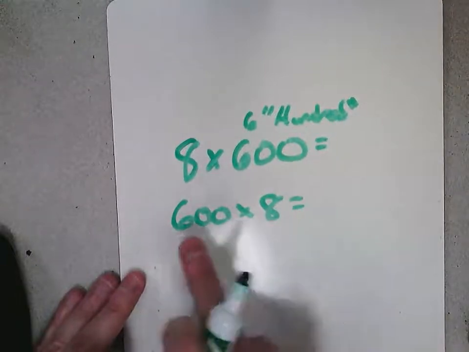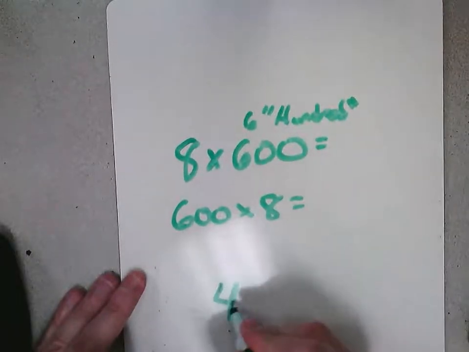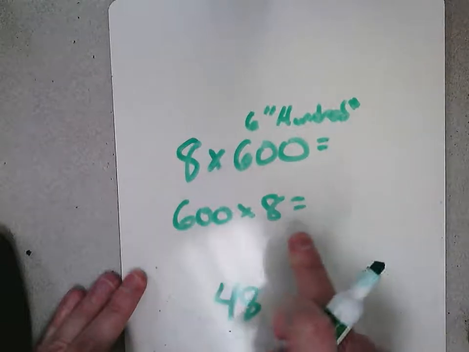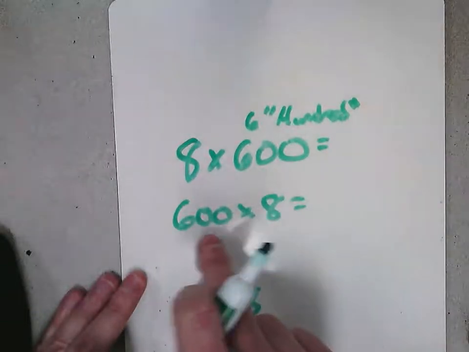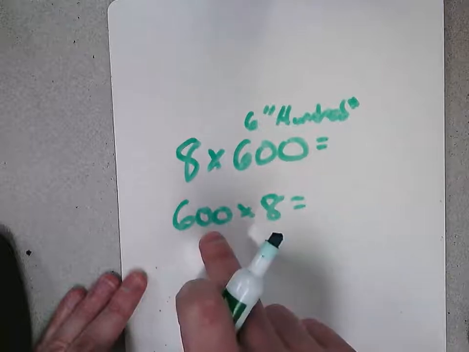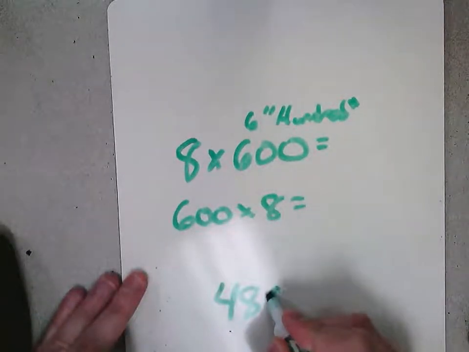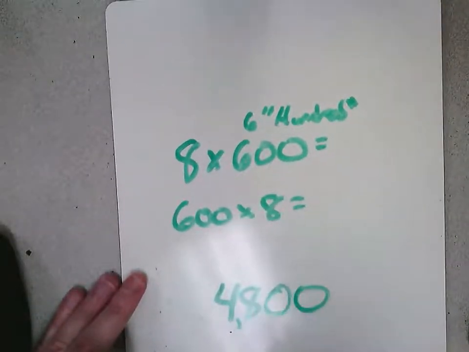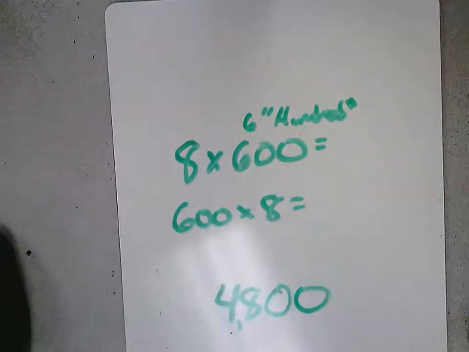Okay, so 6 times 8 is 48. But it's not 48 ones because it's 6 hundreds, right? 8 times 6 hundreds is 48 hundreds, or 4,800. Okay? And as we get going, we'll start to get a little bit more complicated with this. For right now, we just want to make sure that we're connecting this with what we learned last year in 3rd grade, okay?